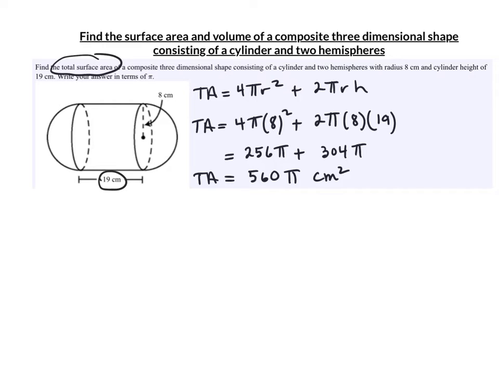The volume of this composite figure, composite means I'm putting more than one shape together. The volume would be the volume of one ball. The two hemispheres again make a whole sphere. That's 4/3 pi r cubed plus the volume of the cylinder, which is the area of the base. The base of a cylinder is a circle. Pi r squared h is the volume of a cylinder.